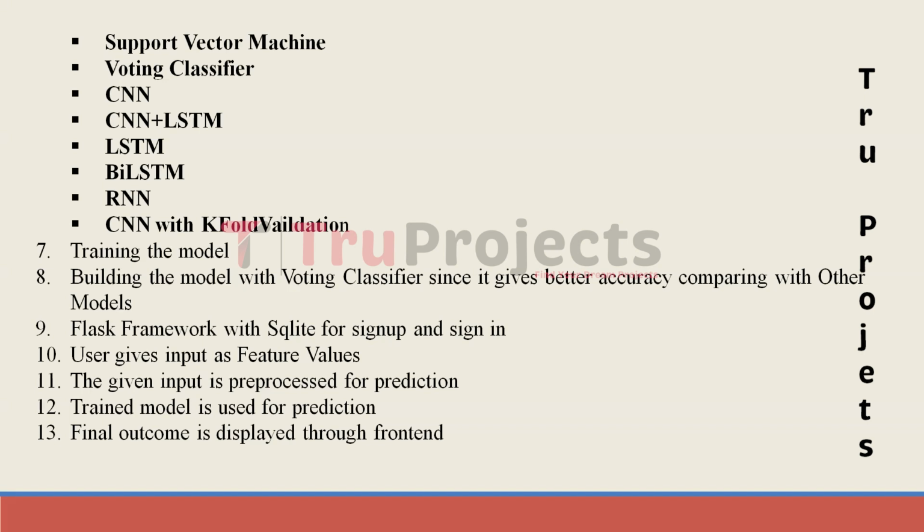And the 13th module is final outcome is displayed through front end. The predicted outcomes, which represent the likelihood of task failure, are displayed to the user through the project's front end. This user-friendly interface makes it convenient for data center operators to access and act upon the predictions.